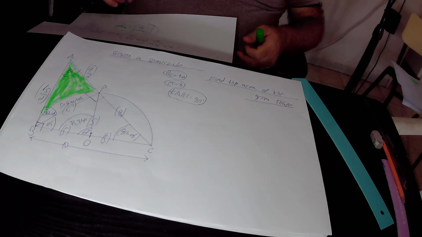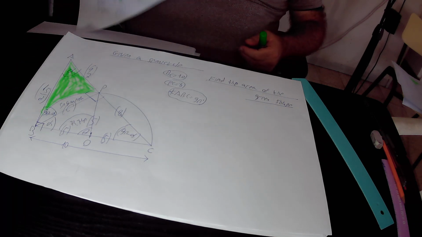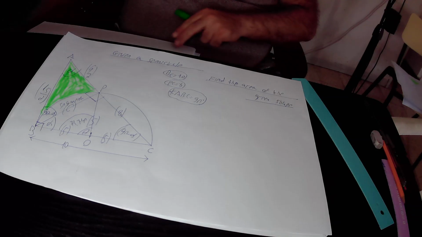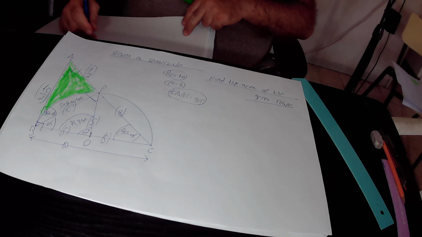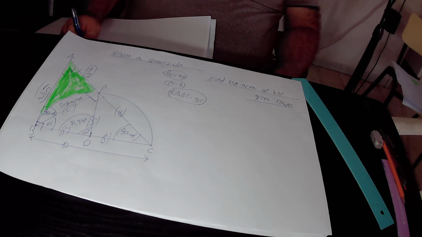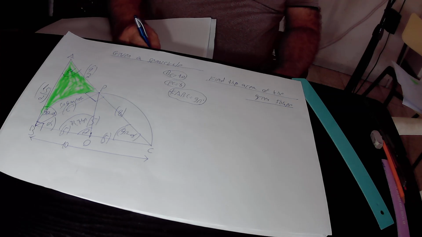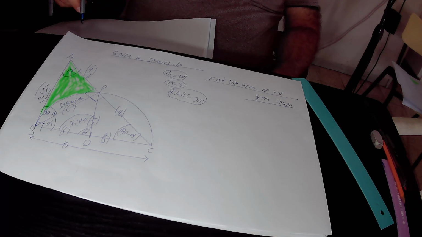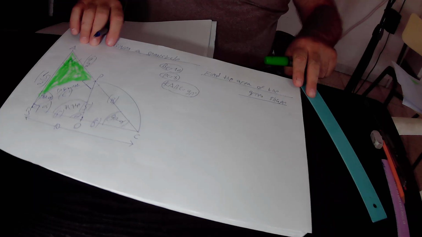Our task is to find the area of this green shape. So what is the area of the green shape? From the drawing it is very easy to see that the area of the green shape equals the area of the right triangle APB.